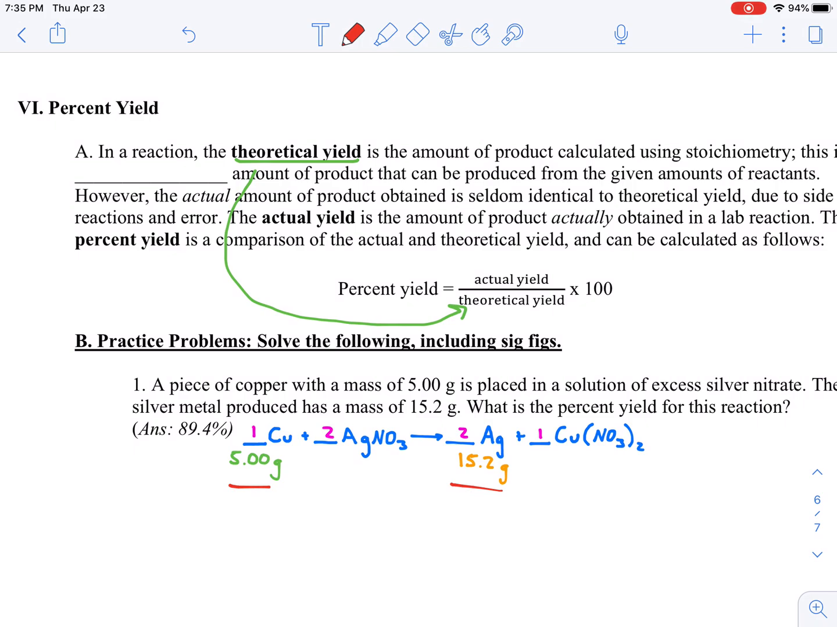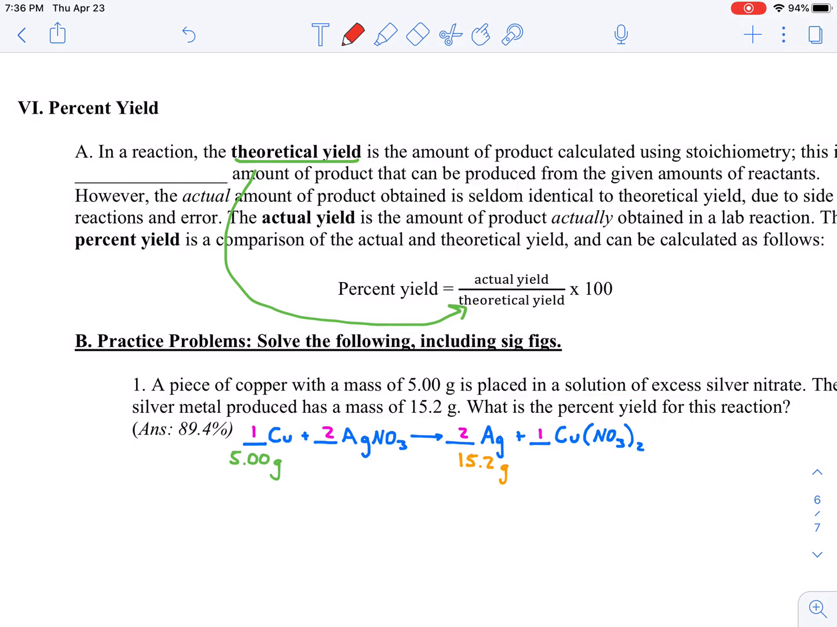So this 15.2, this is not a reactant, this is a product. If it were a reactant, we'd have a limiting reactant problem. But it's not, it's a product. So now, if you're given two amounts, and one is a reactant, one is a product, that's really good indication that you're doing percent yield, in addition to the fact that it says what is the percent yield. That's another good clue, right?